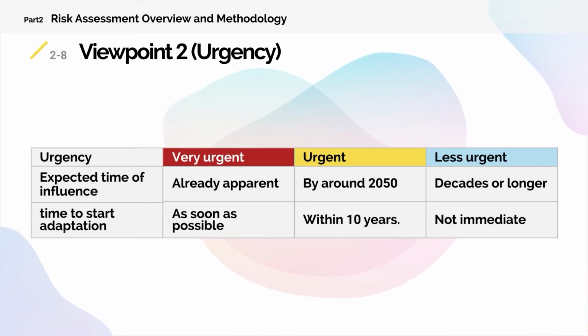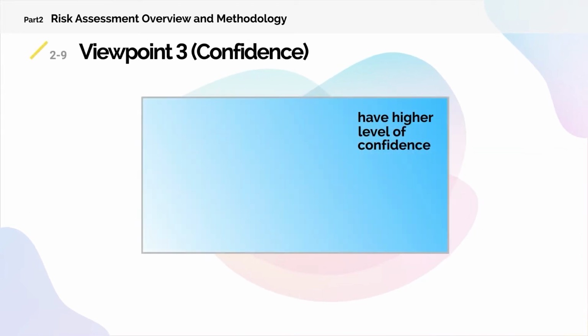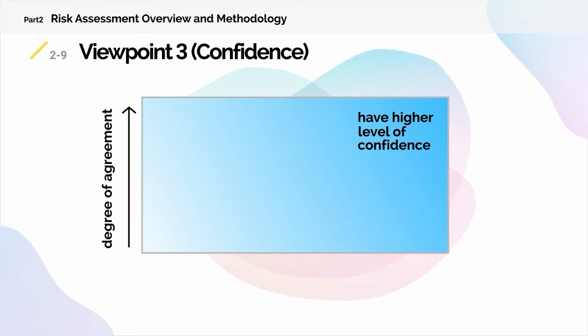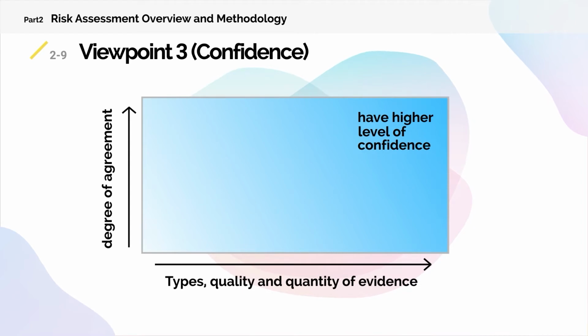The urgency is higher if countermeasures should be initiated soon. Prediction cannot avoid uncertainty. Confidence is higher when the consensus among experts is strong or the quantity and quality of evidence are high.